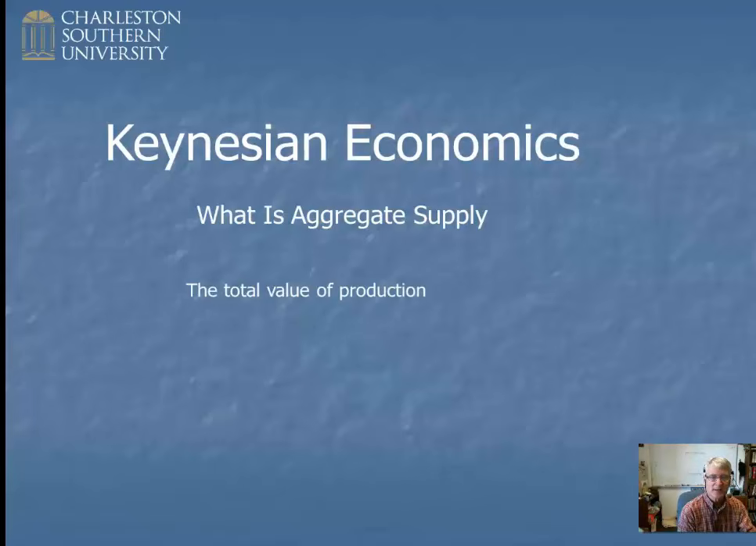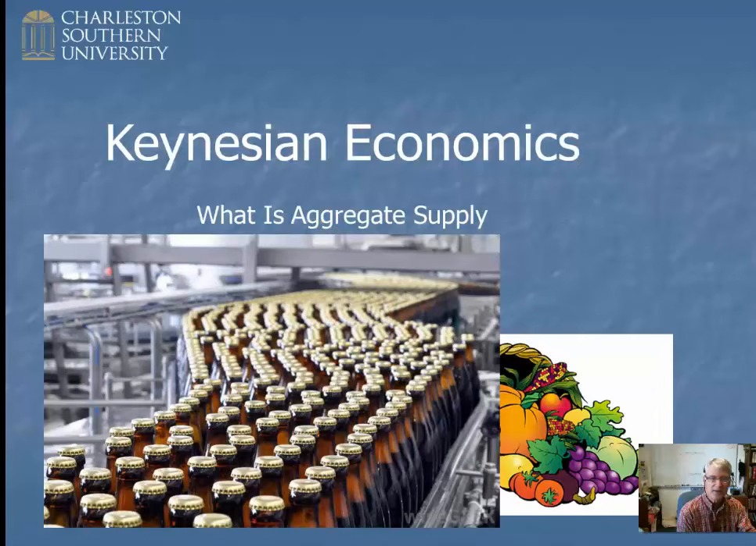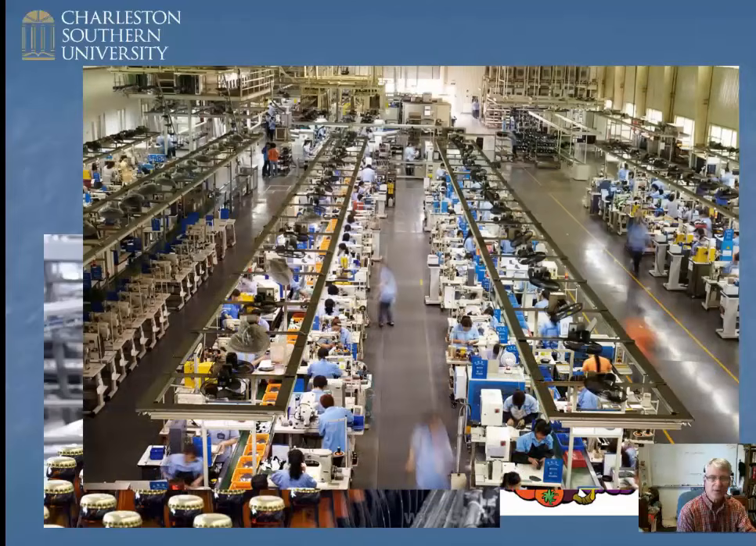Okay, so what is aggregate supply? Well, aggregate supply is just the total value of production. You could think of it as like the horn of plenty if you wanted to, or you can think of it as some kind of typical factory producing something, or some huge place producing lots of stuff. But anyway, aggregate supply is somehow this abstraction of all the things produced in the economy somehow added up.